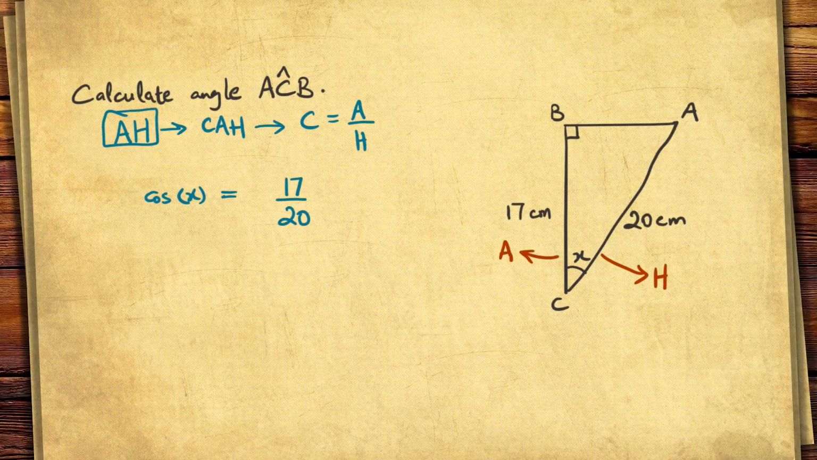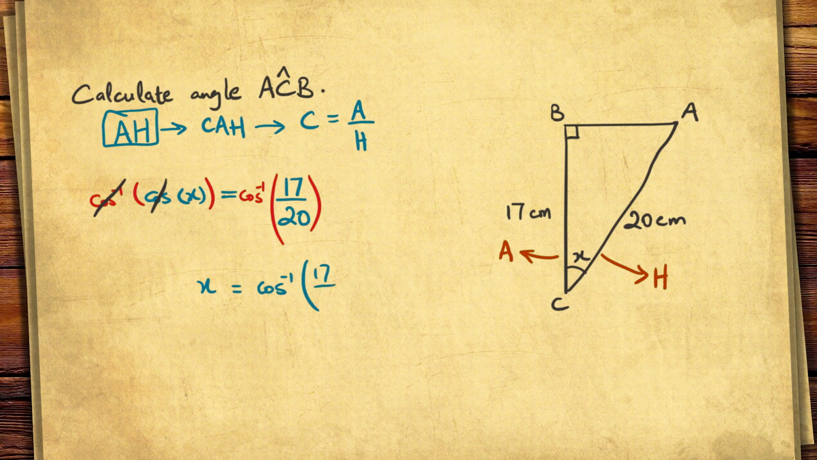In the same way, to remove cos from the left hand side of this equation, we take cos inverse on both sides of the equation. On the left side, cos and cos inverse will cancel out, leaving behind just X, and on the right side, you will get cos inverse of 17 divided by 20. If you use the calculator to evaluate it, you will get X is equal to 31.8 degrees.